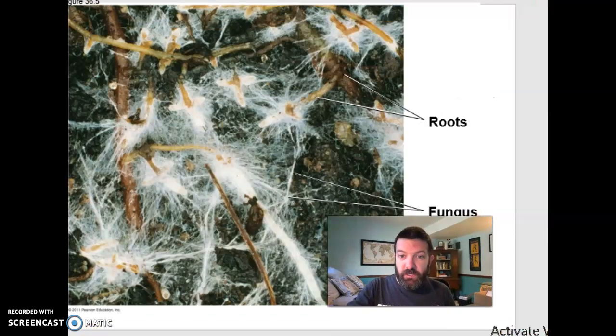And this is what that looks like. Each of these individual little white fibers is hyphae, and together it's mycelium, right? Those mats of hyphae. But these are all around and associated with these bigger, thicker roots that you can see.